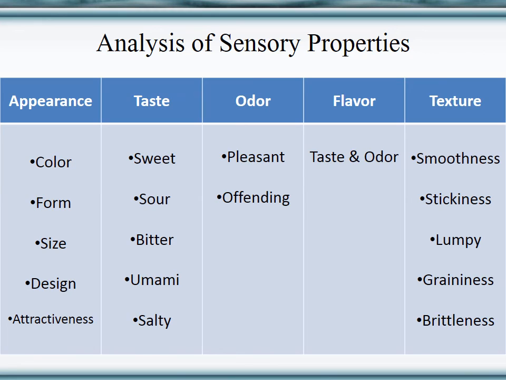How does it taste? Again, taste just applies to the 5 main senses: sweet, sour, bitter, umami, and salty. How does it smell? Is it a good or a bad smell? And then flavor, again, millions and millions of flavors. It's a combination of taste and odor.